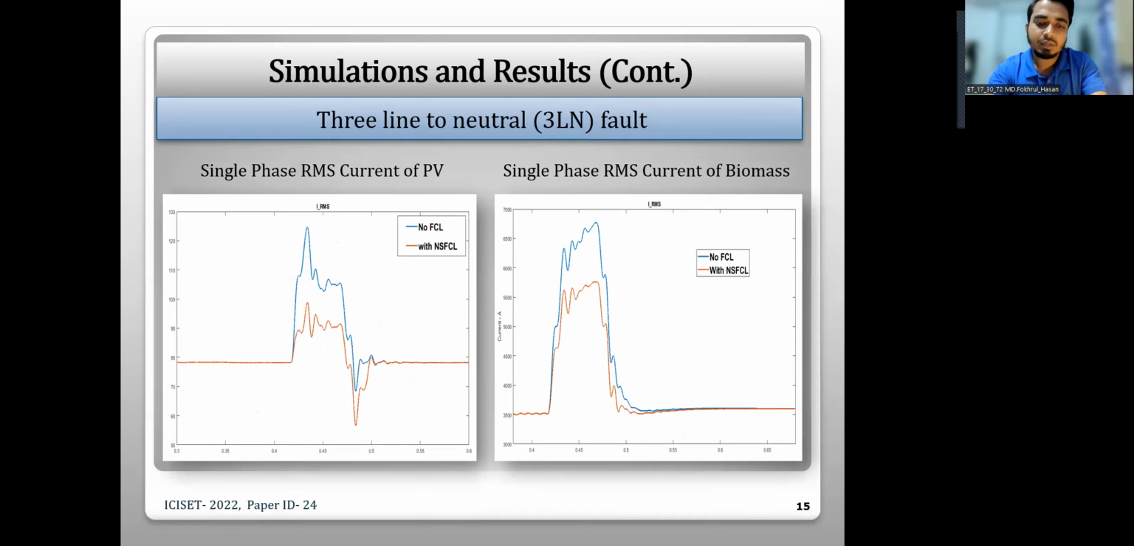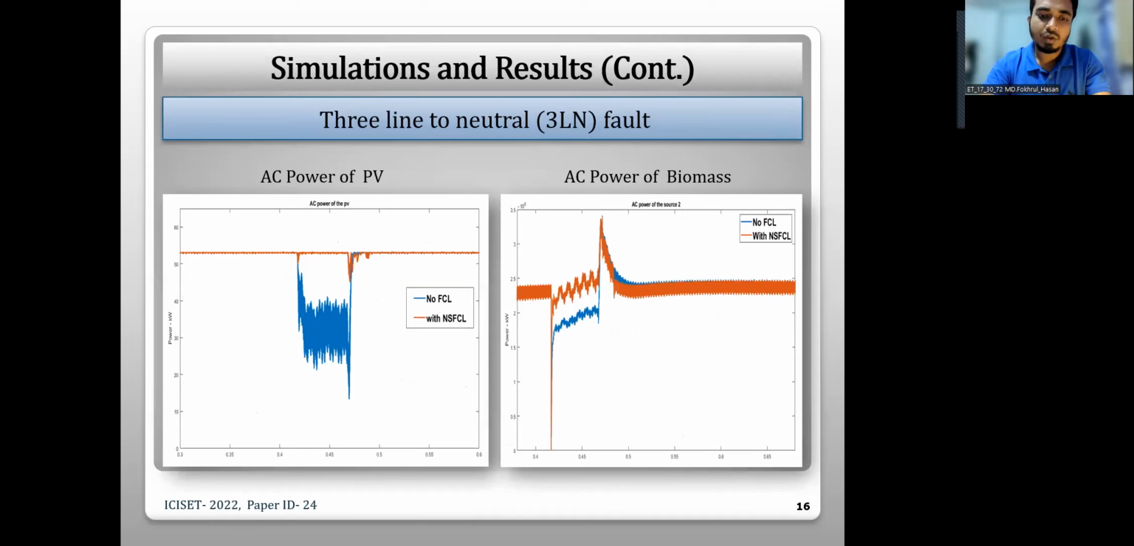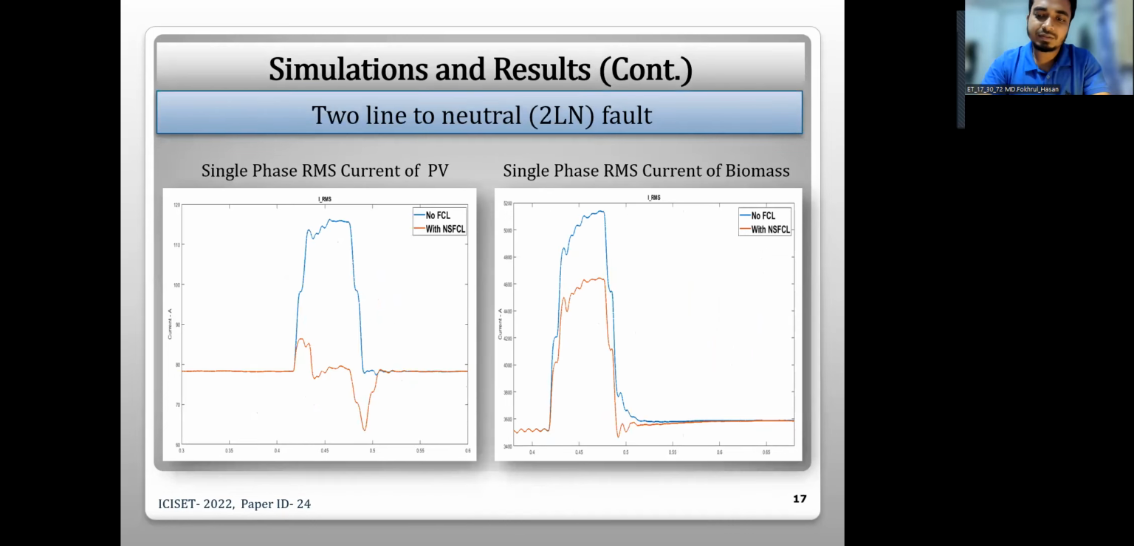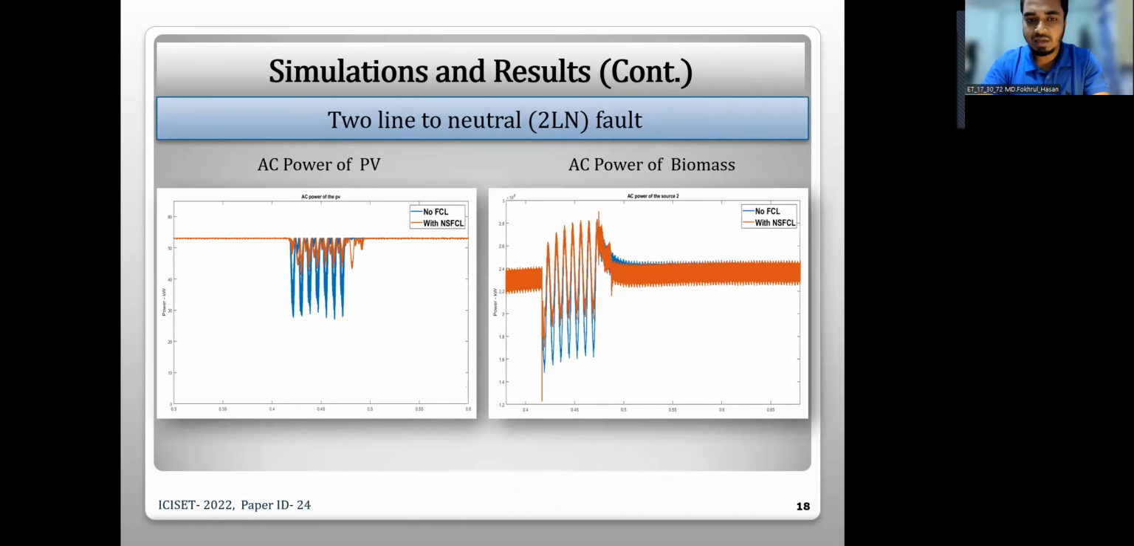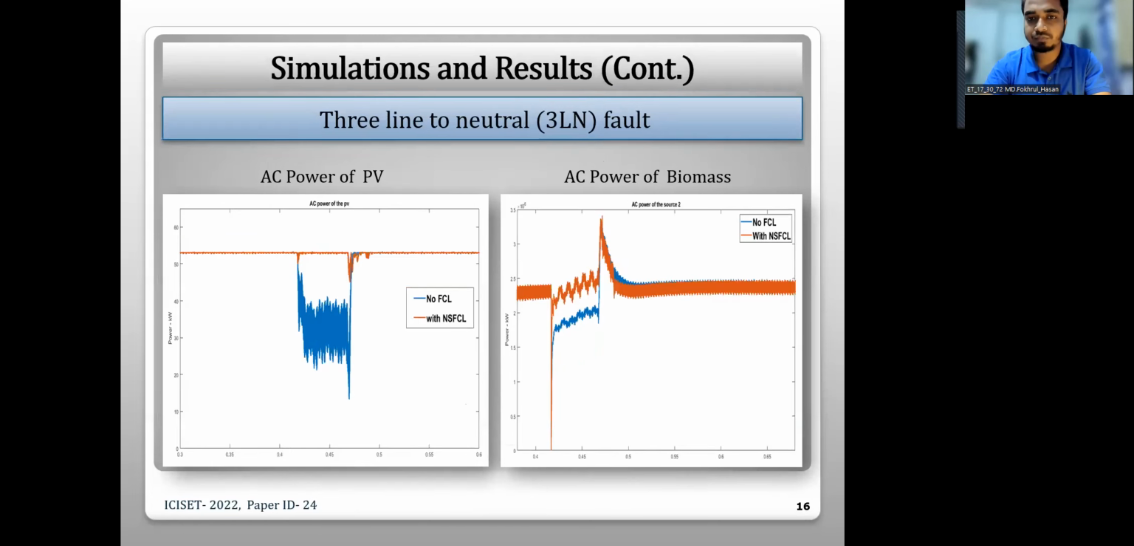In this slide, we can see the clear improvement in single phase RMS current of both systems. From this slide, we can see that the AC power of both systems during the 3 line fault has been improved while using NSFCL. This slide and this slide show the same thing happening for the 2 line fault, like the previous 2 slides.